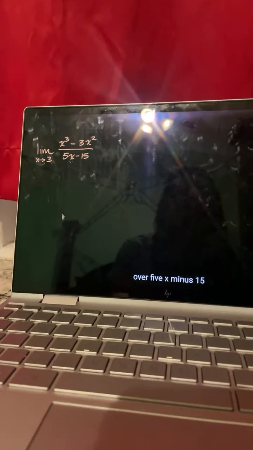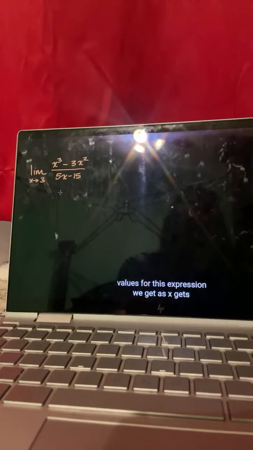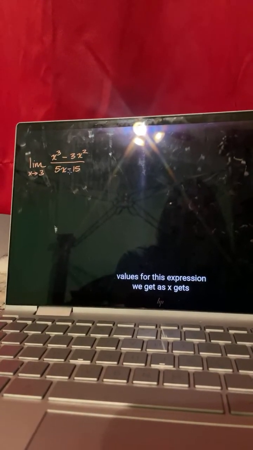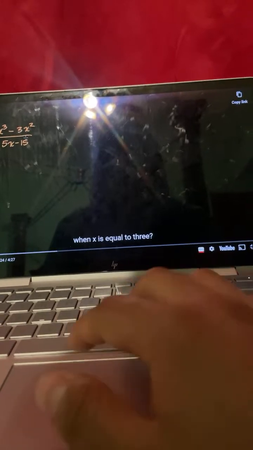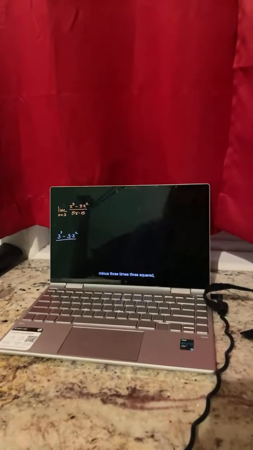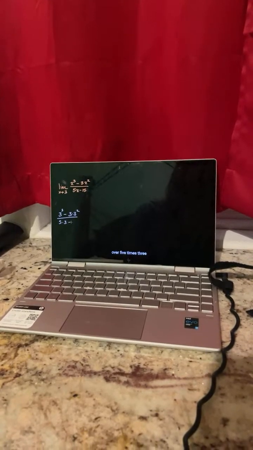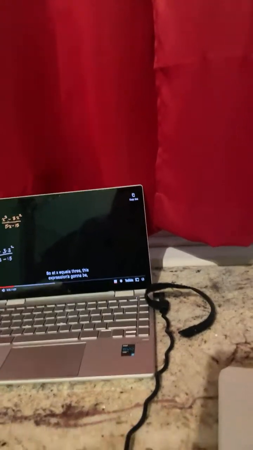Ooh, this is gonna be a bit of a challenge, I guess. We're going to do that by seeing what values for this expression we get as x gets closer to 3. I'm not sure if I could get copyrighted for this, but let's check. This expression, when x is equal to 3, well, then it's going to be 3 to the third power minus 3 times 3 squared over 5 times 3 minus 15. L'Hopital. Yeah. I know L'Hopital.